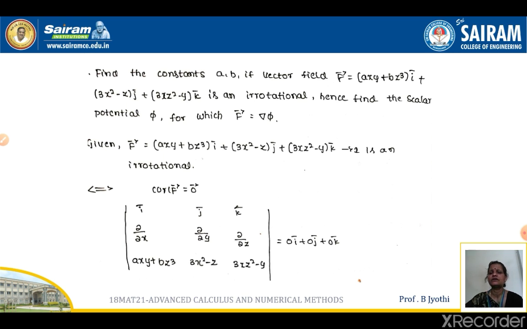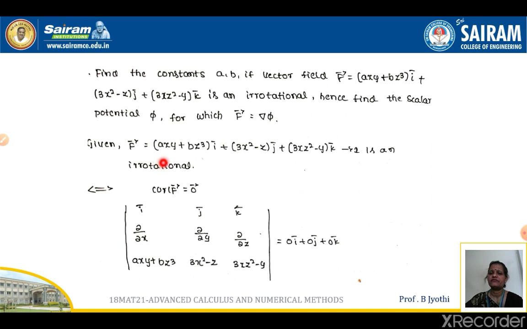Next, let's go for a different type of problem, that is how to find the constants when it is irrotational. Find the constants a, b where the vector f is equal to (axy plus bz square) i plus (3x square minus z) j plus (3xz square minus y) k is irrotational, and hence find the scalar potential phi for which f is equal to del phi.